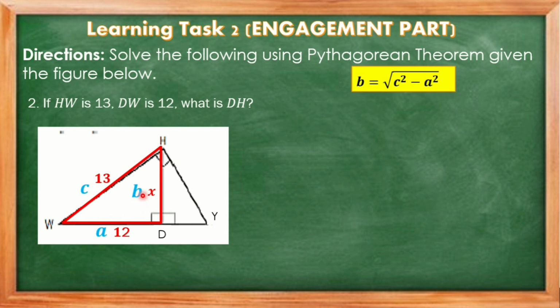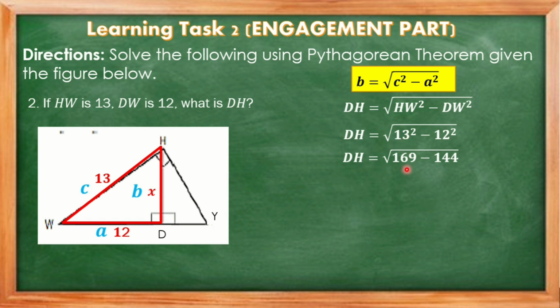Formula na gagamitin natin, so since DH ang hinahanap natin, ito yung B. So, ito yung formula ang gagamitin natin. B is equals to the square root of C squared minus A squared. So, substitute lang natin. So, ang B, ito yung DH is equals to the square root of yung C squared natin, this one is HW, minus yung A squared natin, ito ay yung DW squared. So DH is equals to yung HW squared natin is 13 squared minus yung DW is equals to 12 squared.